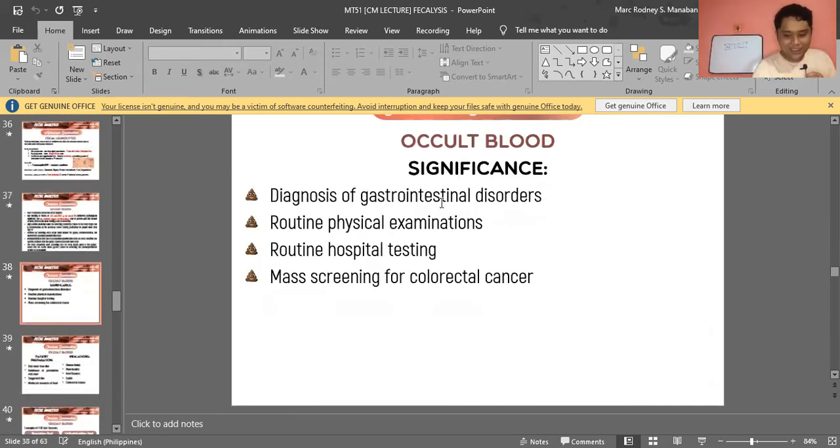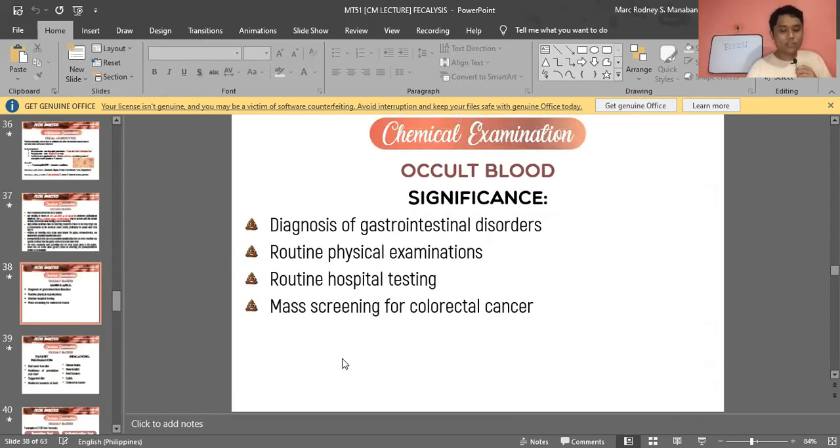What is the significance, again, of occult blood? Still the same. Diagnosis of GI disorders, routine physical exam, routine hospital screening, and of course, the most important, mass screening for colorectal cancer. Because again, for colon cancer, colorectal cancer, pwede ang initial signs niya kay bleeding. Okay? And again, possible na ginagmay lang na bleeding, katurang 2.5 ml. And this amount of bleeding, as we have mentioned, is not that evident. It will not be evident in macroscopic stool. Okay? So you have to detect that through the fecal occult blood testing.